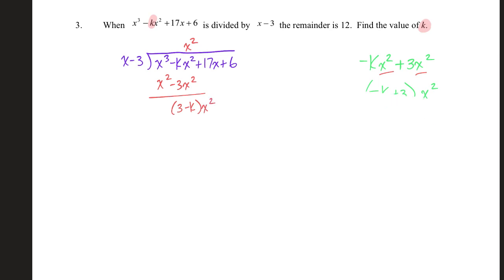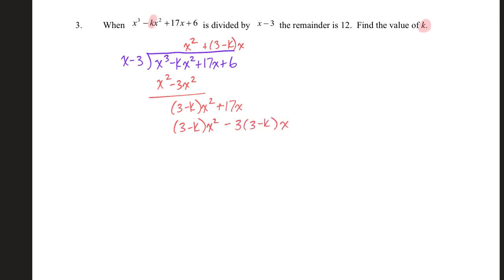Okay, I'm going to get rid of all that green on the side. You can rewind it if you wanted that on the side. And now I'm going to bring down my 17x, because now I'm going to repeat the whole process over again. So now I'm going to ask myself, what would I multiply x by that gets me up to a 3 minus kx squared? Well, I would have to multiply it by a 3 minus k and another x. So if I multiply that out, then I'm going to get my 3 minus k x squareds minus 3 times 3 minus k x's.